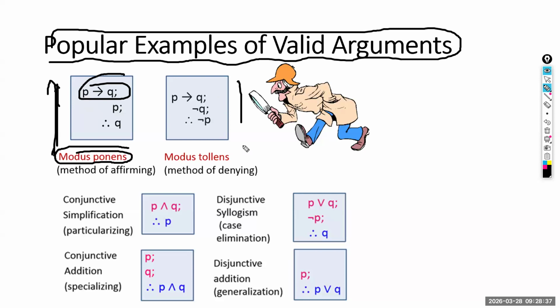Right, so this is another valid argument. P implies Q, not Q, therefore not P.